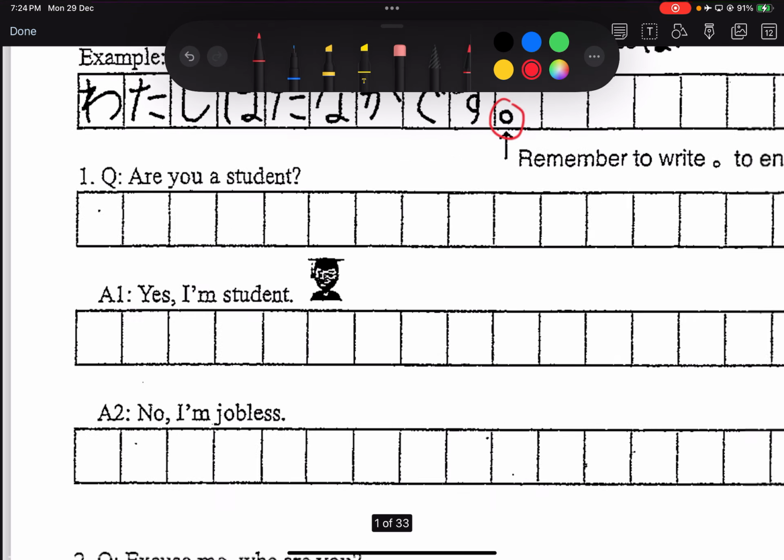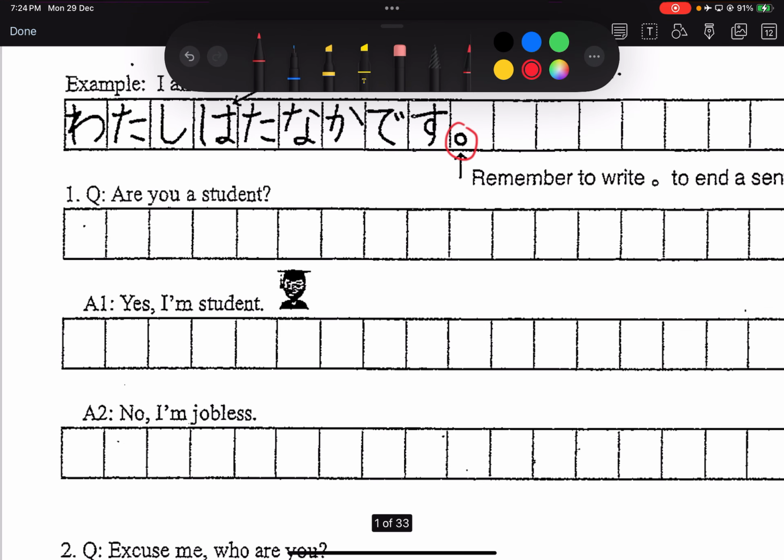Okay, number 1, are you a student? Maybe we start from here. Then the circle has to be in the corner, is it? Yeah, same as Chinese, so we usually put it at the corner. Okay, our first question, are you a student?